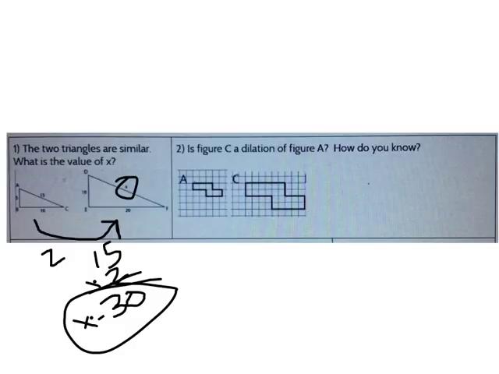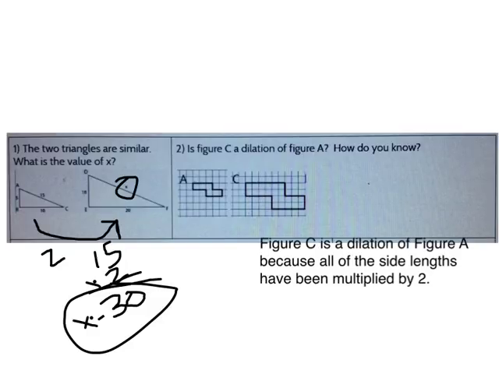Now try another. Is figure C a dilation of figure A? How do you know? Figure C is a dilation of figure A. All of the sides have been multiplied by a scale factor of 2.